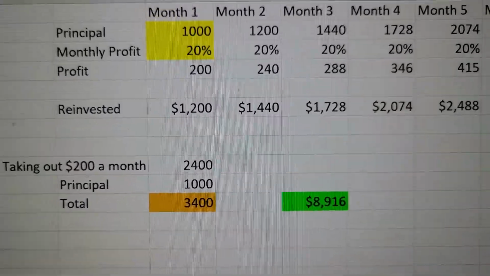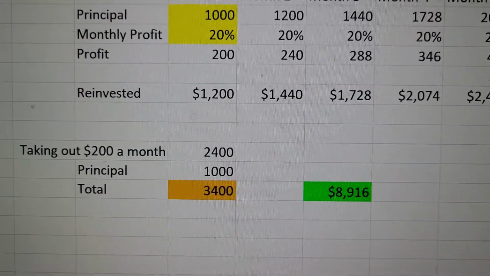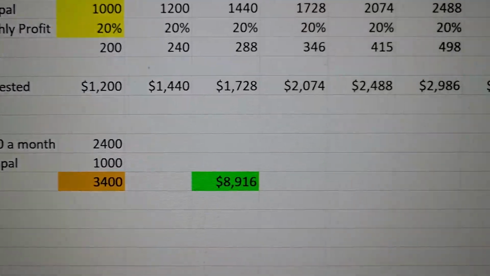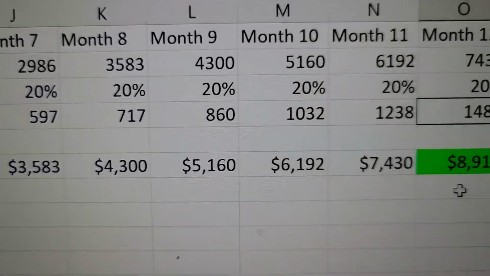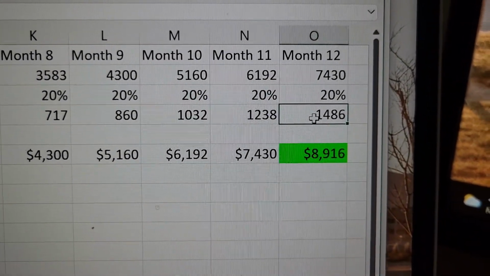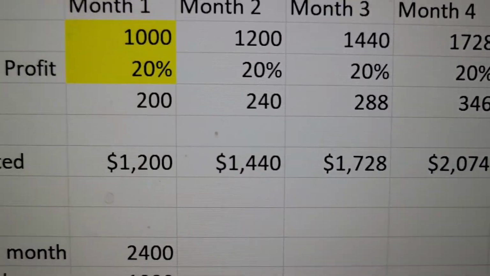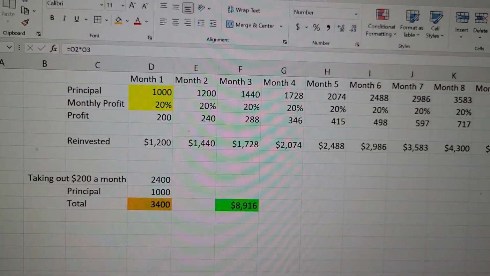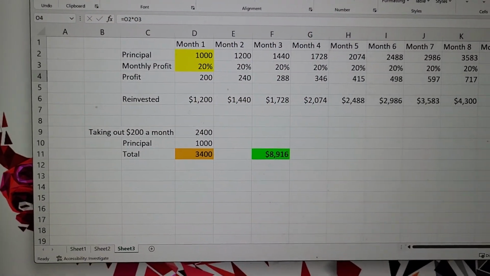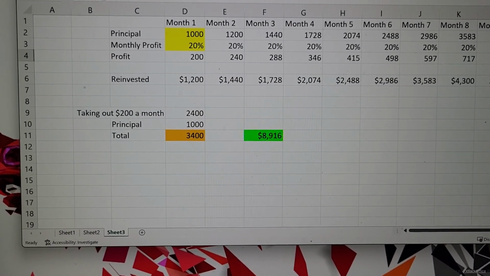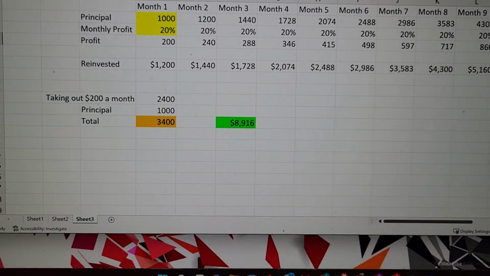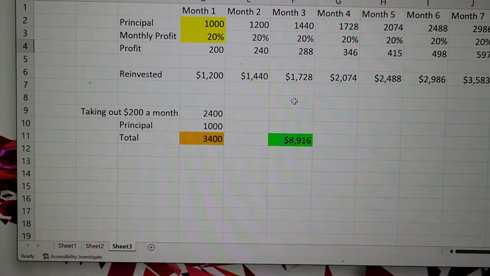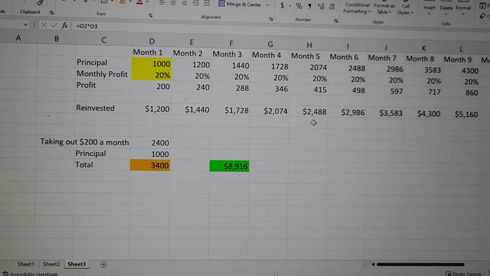Okay, almost $9,000. Now, my suggestion is if you had this type of opportunity, I would do the reinvest, because I'd rather make nearly $1,500 a month versus $200 a month. All right, my friends, this was the whole point of this video: to teach you the power of compound interest, taking your profits and reinvesting them and watching that thing grow.